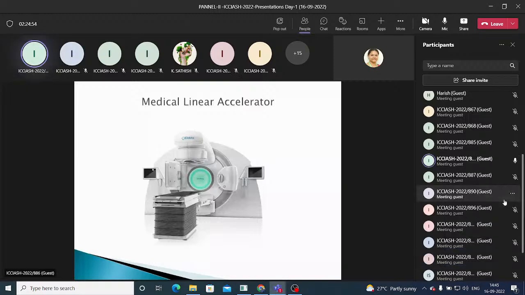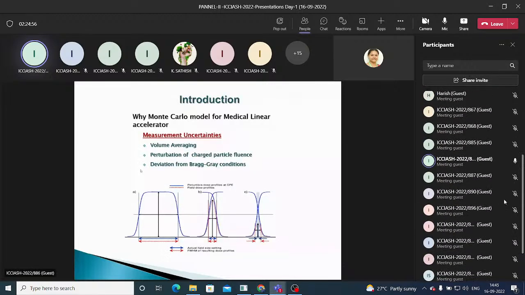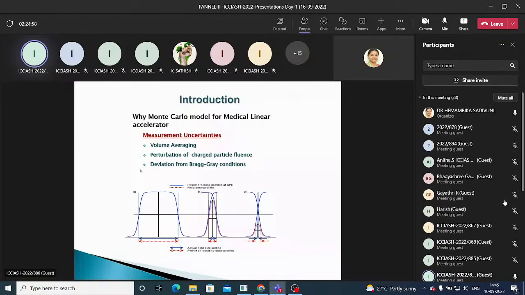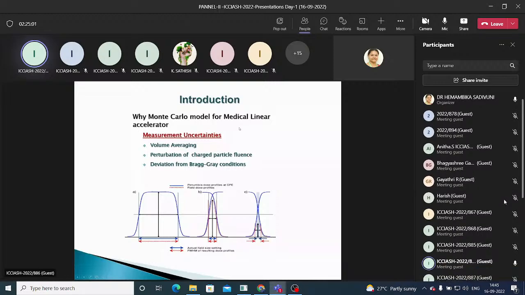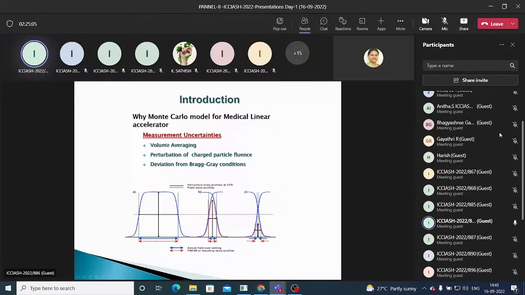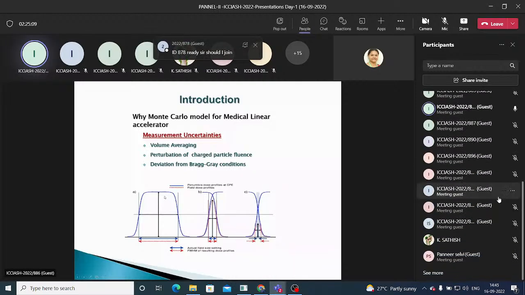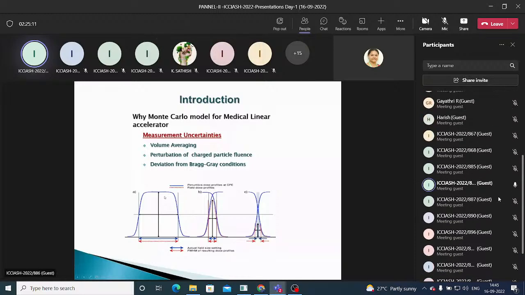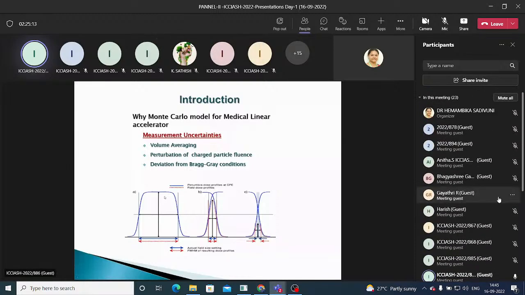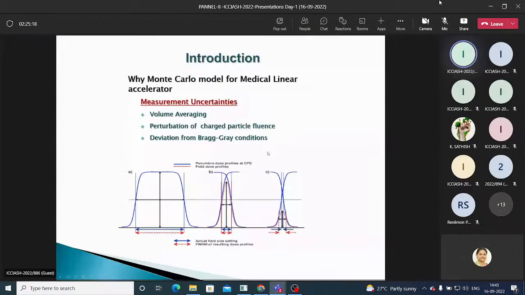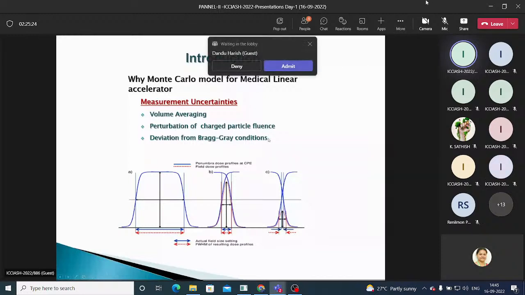So this is why we have the Monte Carlo simulation for this linear accelerator. Most of the parameters regarding the radiation beam and the dose deposition in the patient body are based on calculations in water. Before we start the treatment of the patient, we measure all the parameters to check that the machine is correct and going fine. So we do a lot of commissioning procedures.